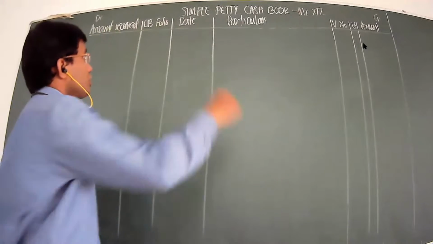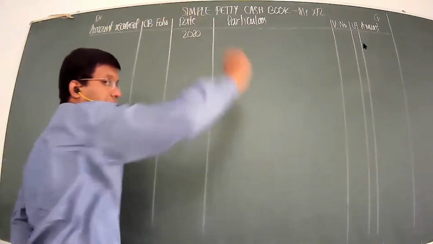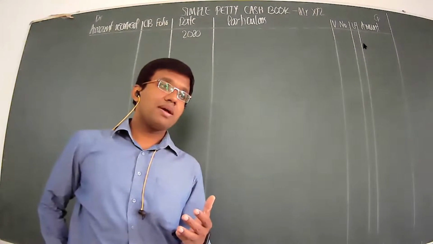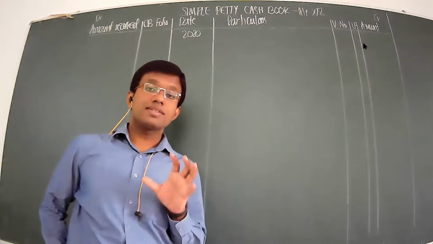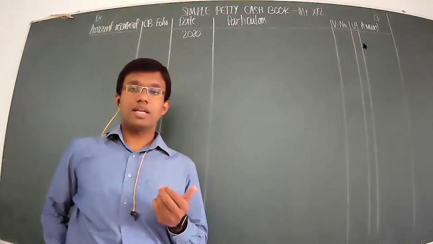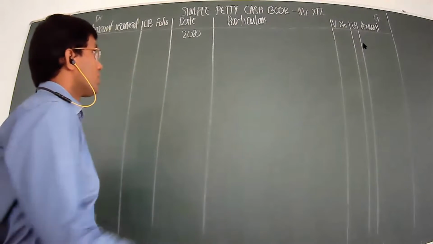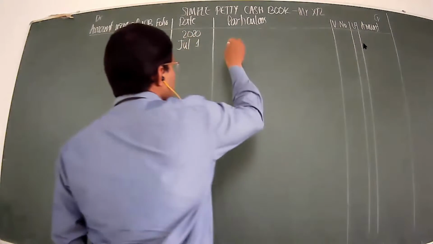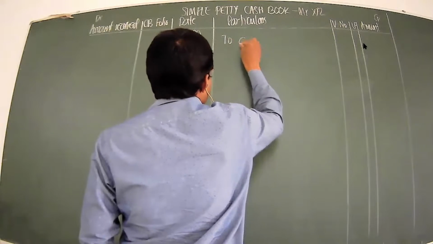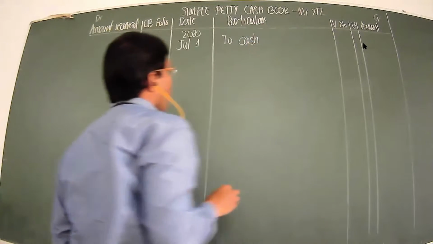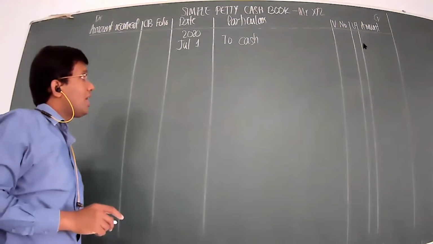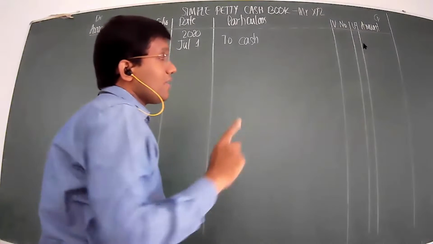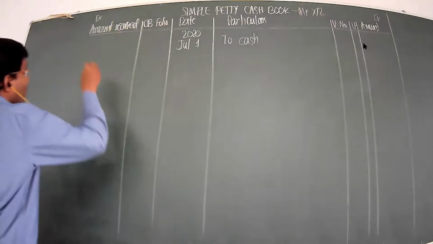The first transaction goes as amount received from chief cashier. One very important thing that you have to remember here is petty cash book is real in nature. The golden rule for real account tells you debit what comes in, credit what goes out. So here, July 1st, to cash. Now, why is it to cash? Because on 1st of July, the petty cashier is receiving cash from the chief cashier, and the amount is 2,000.